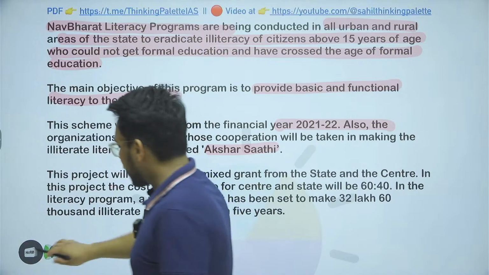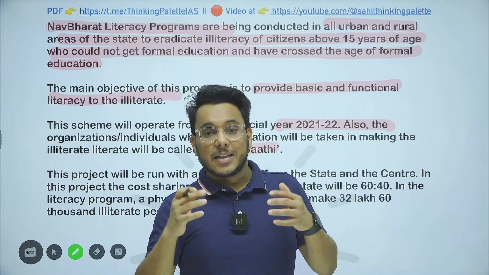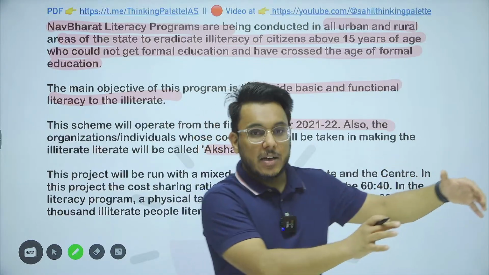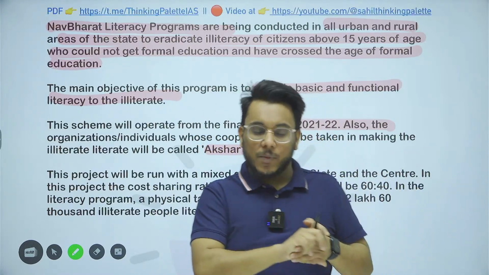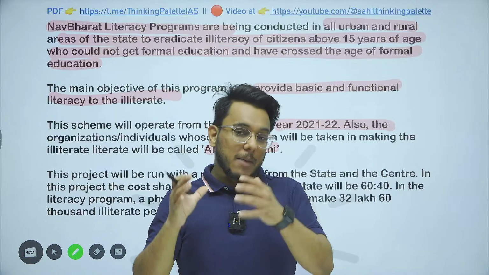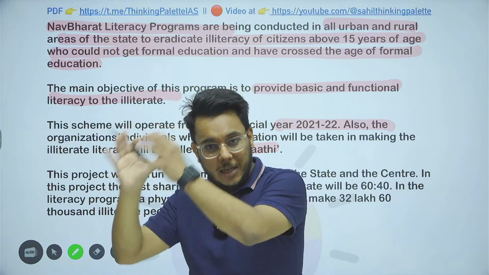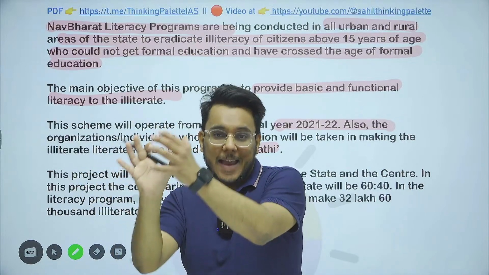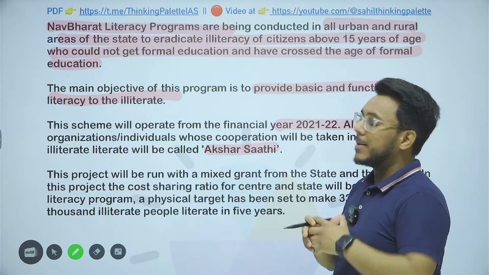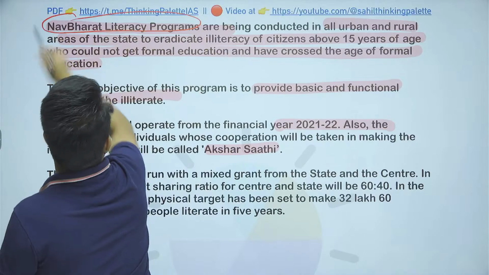There are many people who are illiterate, who were not able to complete formal education when they were in their childhood and adolescence. These people also have to be educated, and for that the government had a program, the Sakshar Bharat Abhiyan, which aimed to educate illiterate people who have passed their age of learning. Recently the government has come out with a reformed version of Sakshar Bharat, that is the Nav Bharat Literacy Program.